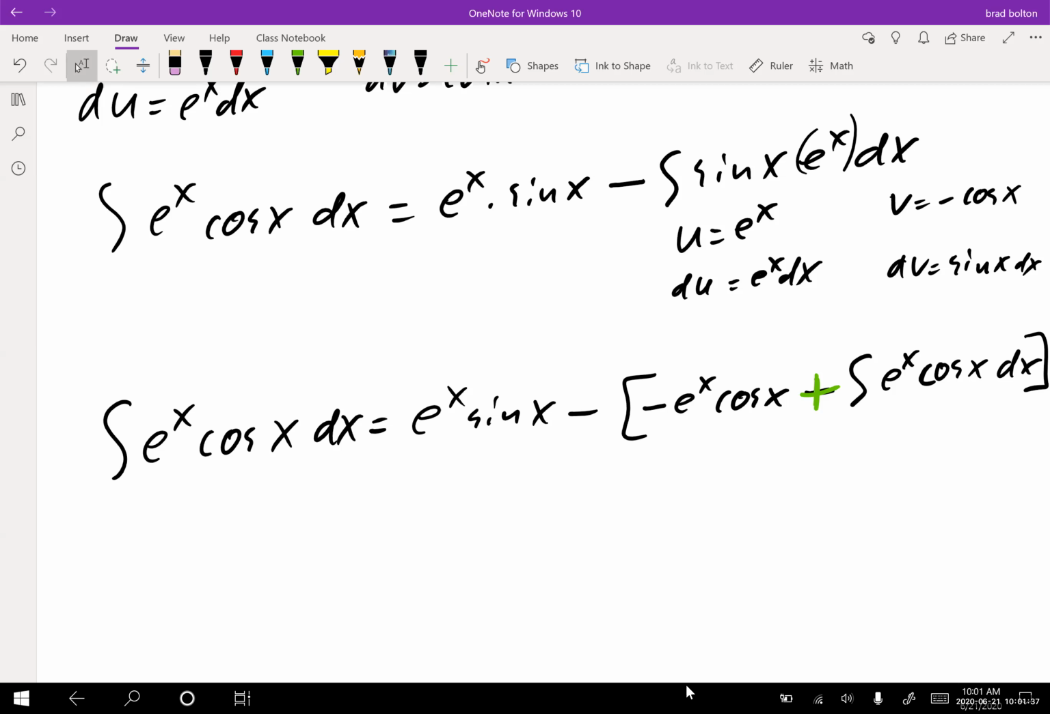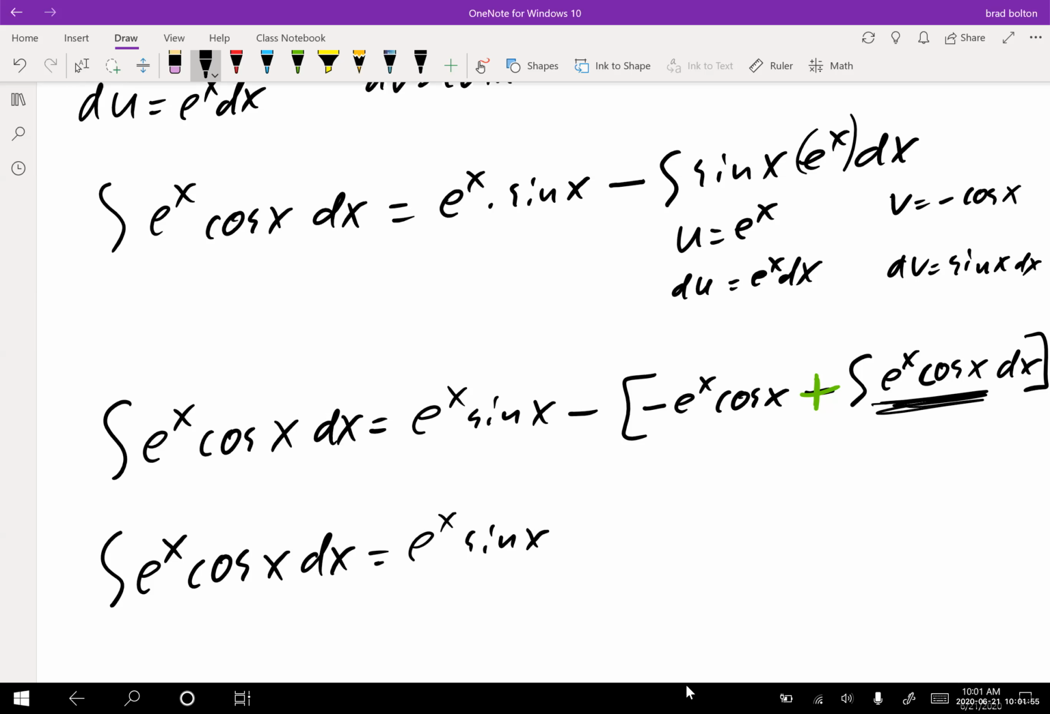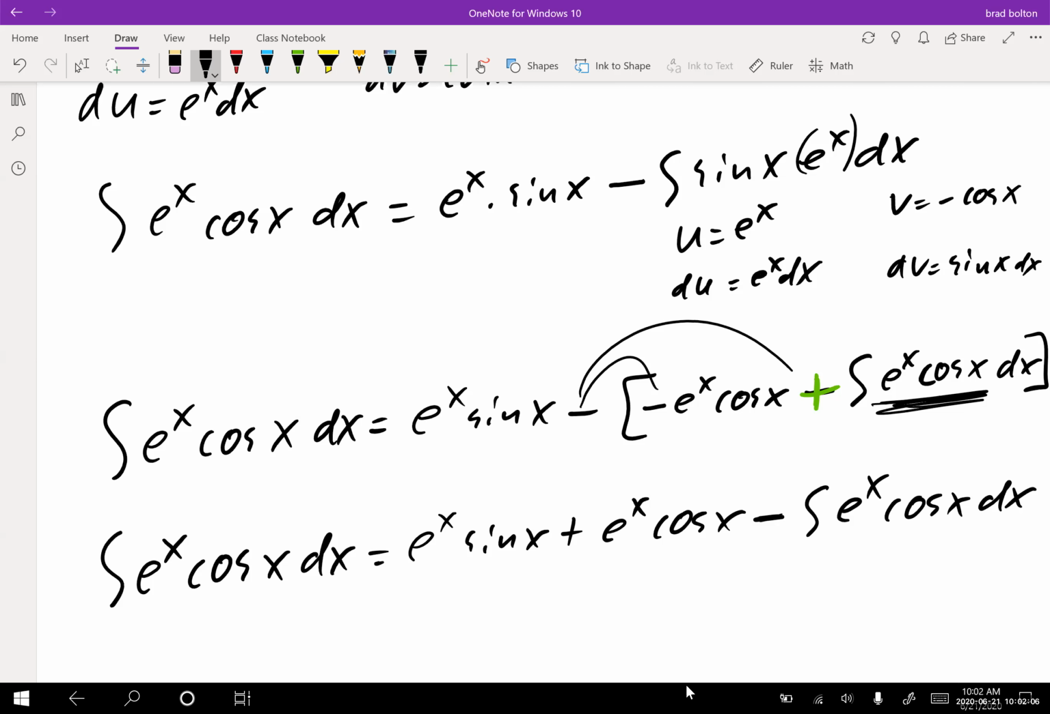Okay, so I see another problem, right? We still have a problem here because this is still an integral of an exponential and a trig function. So I'm going to rewrite again. Let's see if we can make any headway. So let's see here, e to the x sine x minus e to the x cosine x plus the integral of e to the x cosine x dx, right? So I just distributed that minus sign. So that plus sign has been flipping back and forth. And there's still a plus c that's going to float around at the end. We can't forget about that.